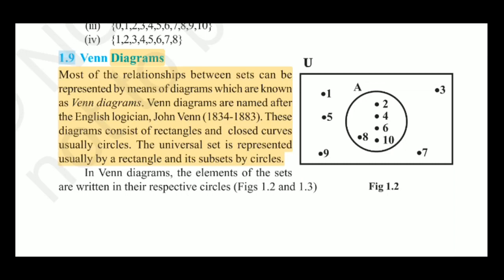Please note down, we will use only 2 types of diagram. First is a rectangle and second is a circle. Rectangle is used only for the universal set and circle is used for its subsets.